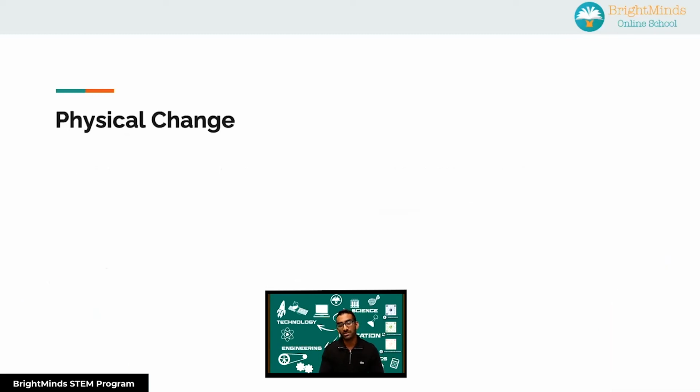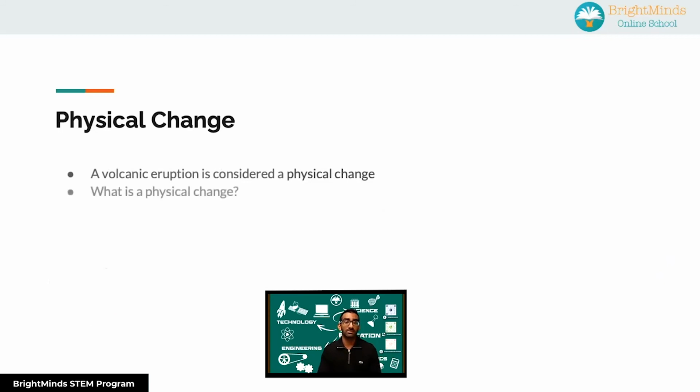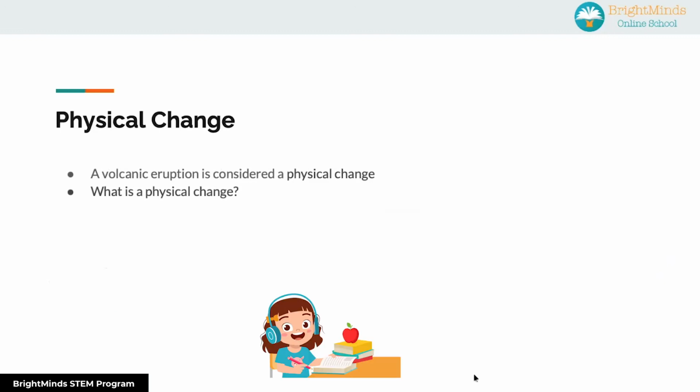So that brings us to our next term in chemistry, physical change. Okay, so a volcanic eruption is actually considered a physical change. So what is a physical change? Now that you know that a volcanic eruption is considered a physical change, can you tell me what a physical change is? Wara? I think a physical change is something which is like physically done, like a volcano.